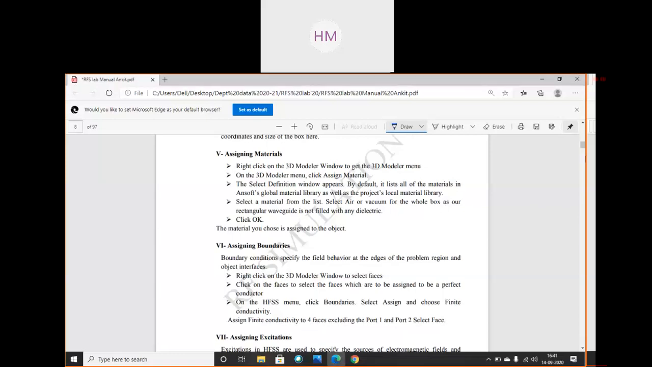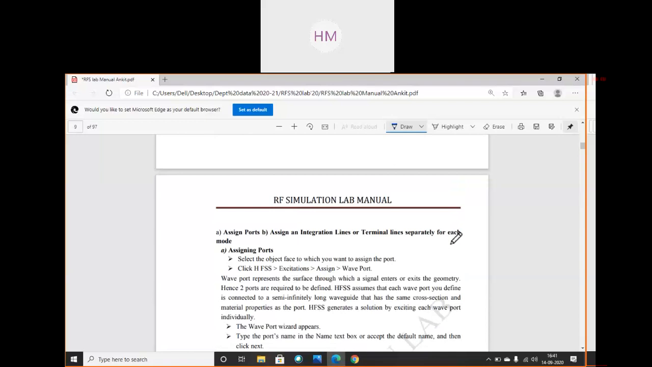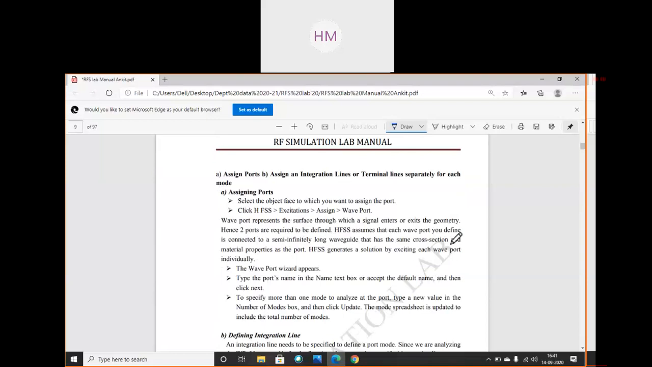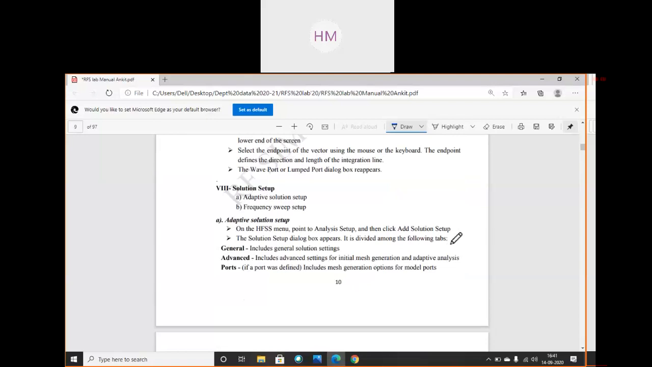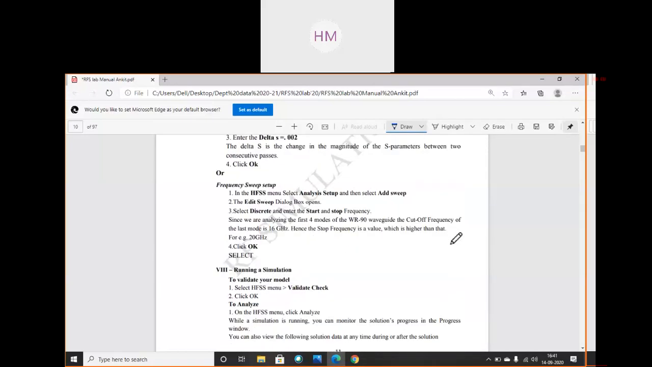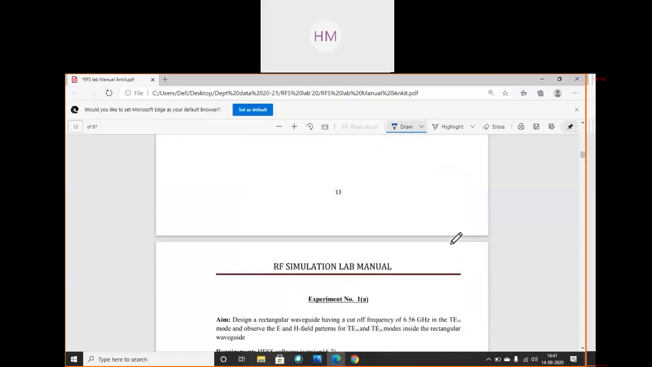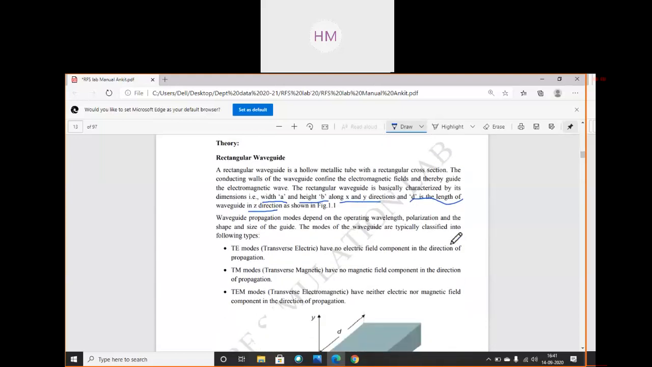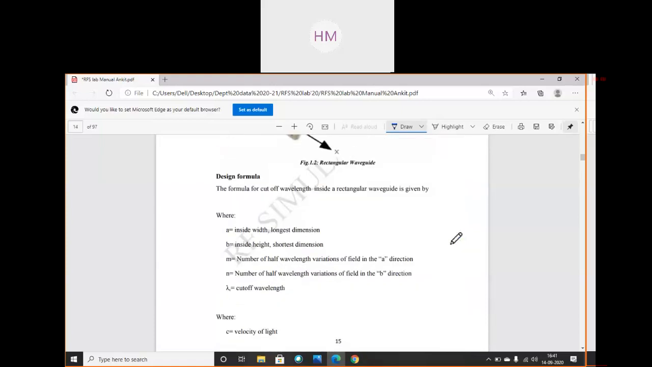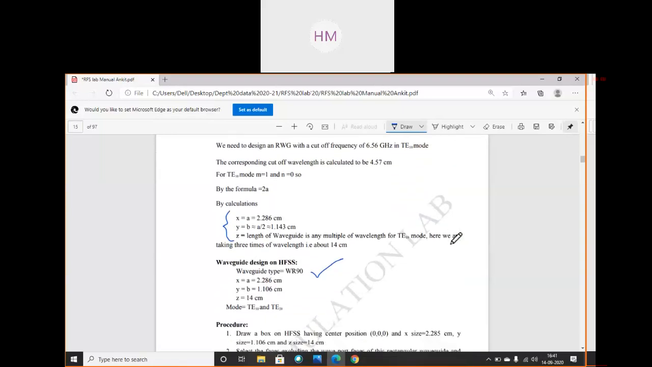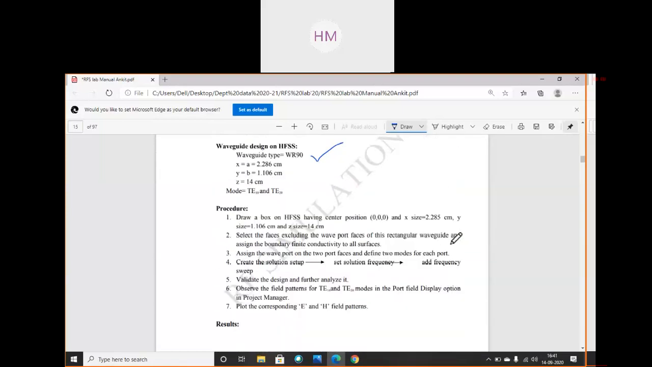So you have to follow these steps, and it's not easy to remember. In the help menu of HFSS software, many design examples are given. You have to do practice. If you have installed it, go through its help menu, go through the rectangular waveguide design manuals from the software itself. You will get the guidelines, and it becomes much easier to draw your own design. Follow all these steps. So for first experiment, designing procedure, designing steps, design formula, everything is shared with you. We are designing WR90 waveguide. The procedure is shown to you.